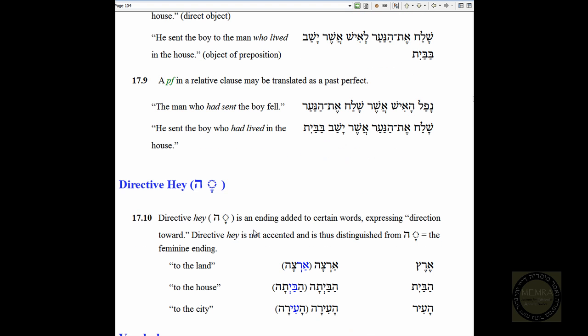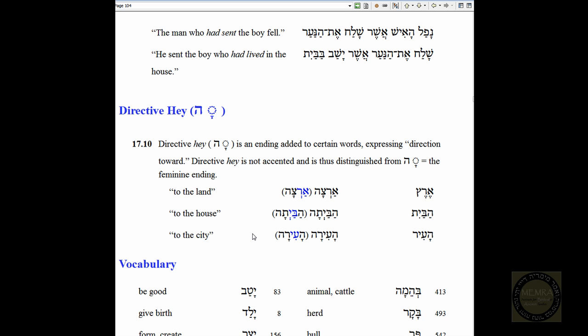Again, pretty self-explanatory. And then the last thing in the chapter that's new is the directive he. This is a he ending added to certain words that indicates direction. So you have eretz, and then a he added to it would be artsah. But again, don't worry about the vocalization. Just know your vocabulary and then know you have a he at the ending, and that means to the land. It denotes a direction.